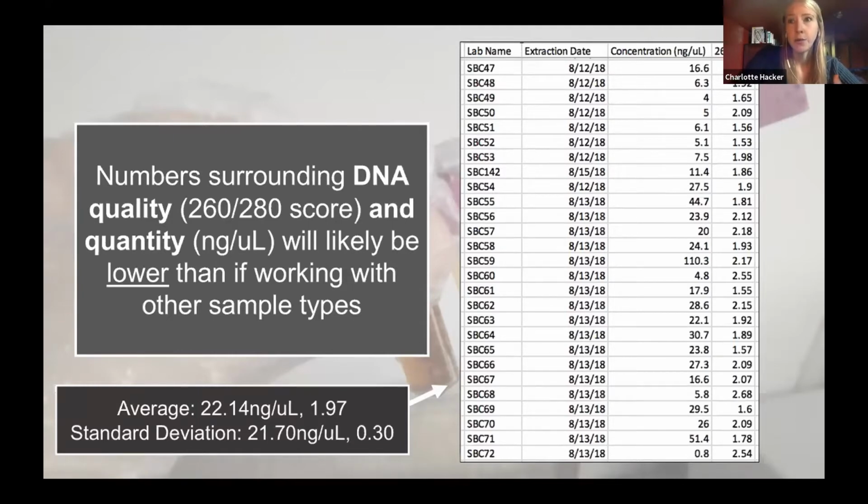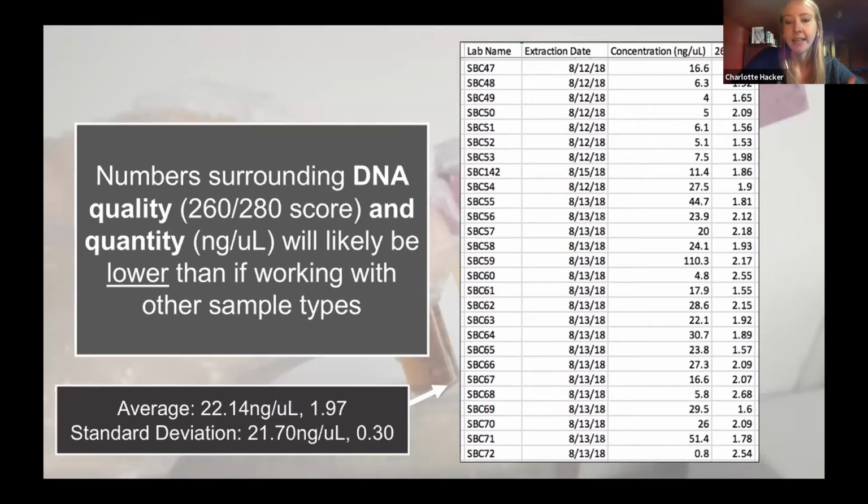And if you were to, say, GPS collar a snow leopard and collect a blood sample, you would expect the concentration to be really high and the purity is probably going to be quite good as well. So this is just an example of a data set that I randomly pulled from my own files, just to give you an idea of the kind of concentration that we're looking for.